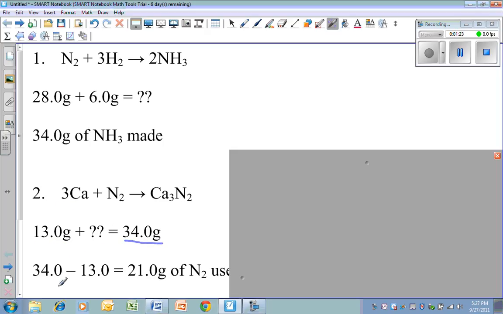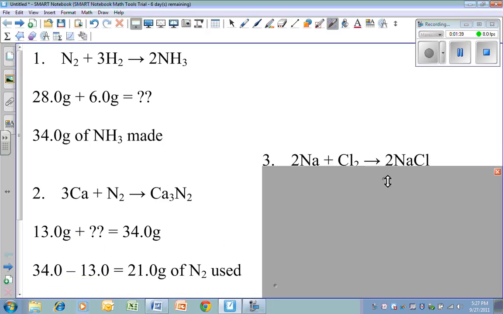Well, that's just a little rearrangement. We get to see that that would just be 34 minus 13 right here, and that's going to equal 21 grams of nitrogen gas were used. I say used because it's a reactant. And the last one is similar.